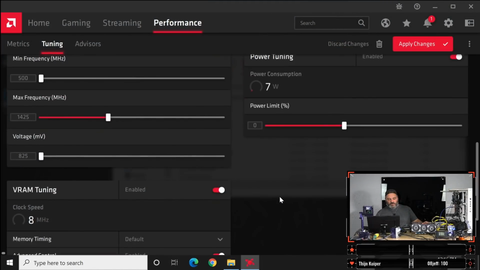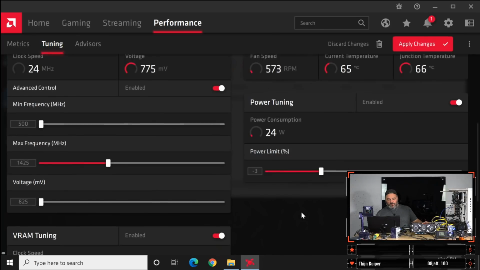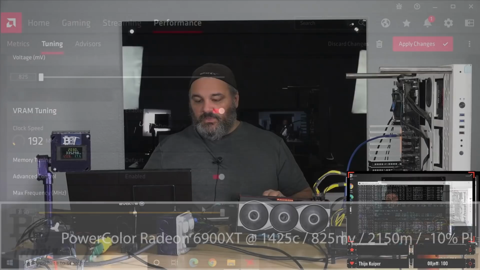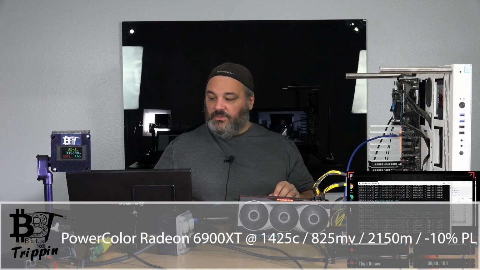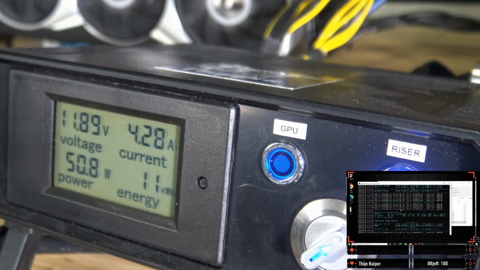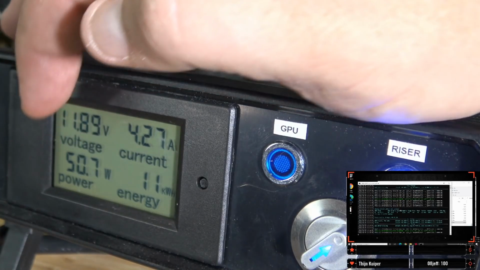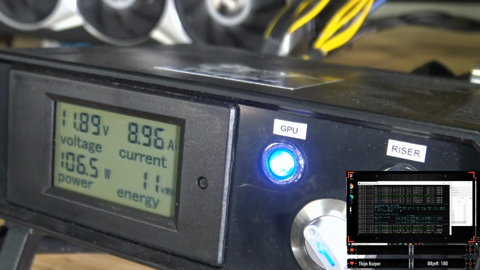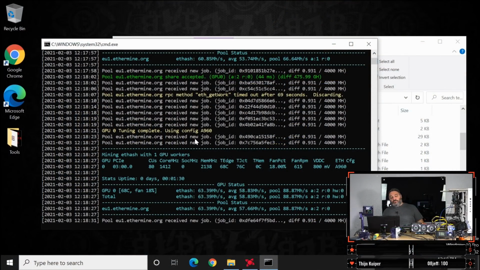We're going to keep this here, and we're going to take this back to -3. And we're going to take this all the way to -10 on the power limit. So as this is spinning up, we're going to take a look at the riser real quick. So we're a little over 50, which is fine. I mean, it's really when you're pushing a lot higher than 50 watts, like when we were at 71. So we're at 50 watts there on the riser, and we're about 105, 106.